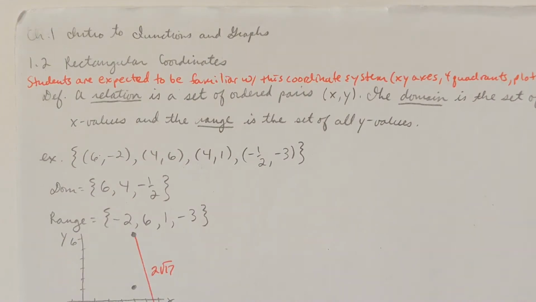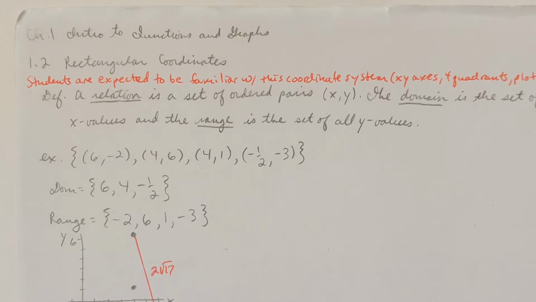I've created several YouTube videos going over the notes and the course content, and we're going to skip section 1.1. 1.1 is a good section. It has some good review, but we're going to get started into section 1.2. 1.2 is an intro to functions and graphs. We're going to talk about rectangular coordinates.